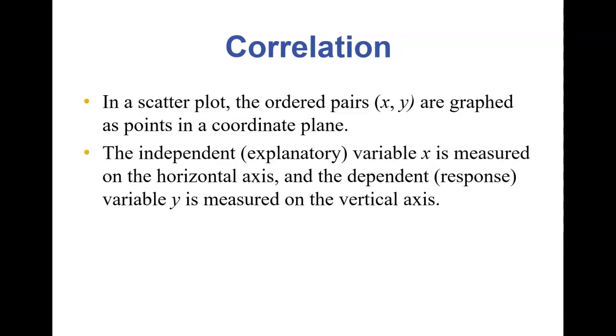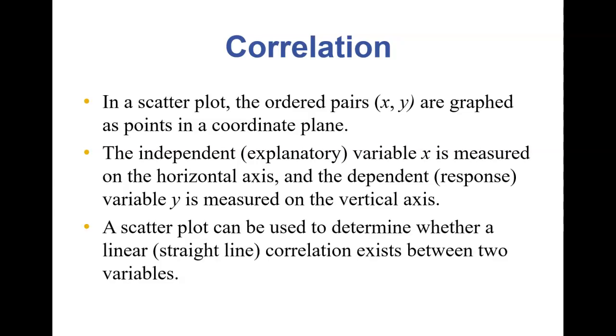The independent variable x is measured on the horizontal axis, which is your x-axis, and the dependent variable is measured on your vertical axis, which is your y-axis. A scatter plot can be used to determine whether a linear correlation exists between two variables. Linear stands for a line. Linear is nothing but your line. So what does that even mean?